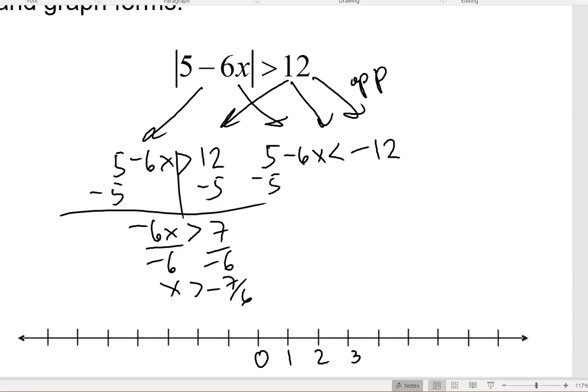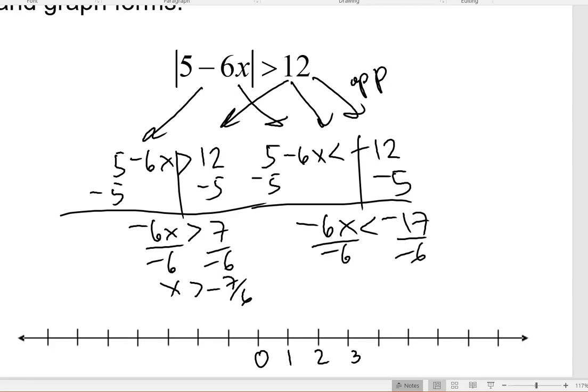Solving the one on the right. Negative 6x is less than negative 17. When we divide by the negative, the inequality flips again. Did I forget to do that last time? I sure did. When we divide by the negative, the inequality flips. This one, the inequality will also flip, giving us positive 17/6. Almost 3, 2 point something.